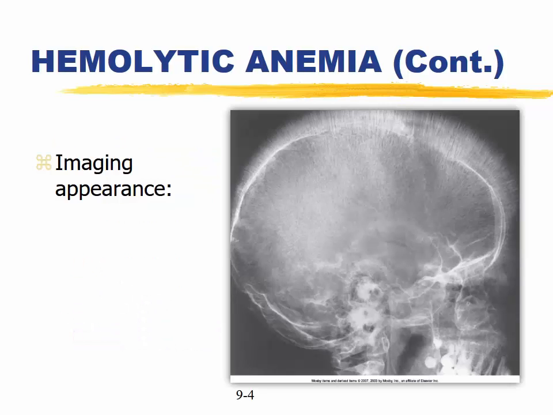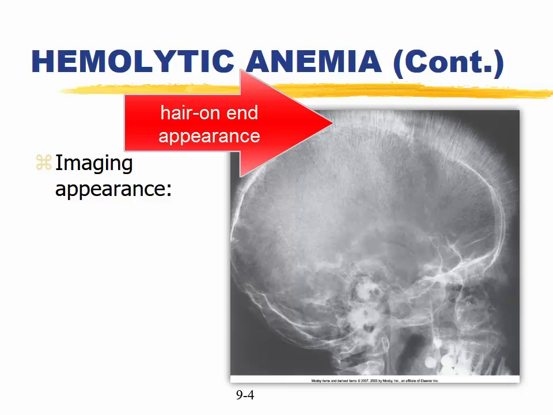In the skull, there is widening of the diploic space and thinning or complete obliteration of the outer table. When the hyperplastic marrow perforates or destroys the outer table, it proliferates under the invisible periosteum and new bone spicules are laid down perpendicular to the inner table, and this produces the characteristic hair-on-end appearance of vertical striations in a radial pattern. And you can see that hair-on-end appearance pretty well visualized in this image.